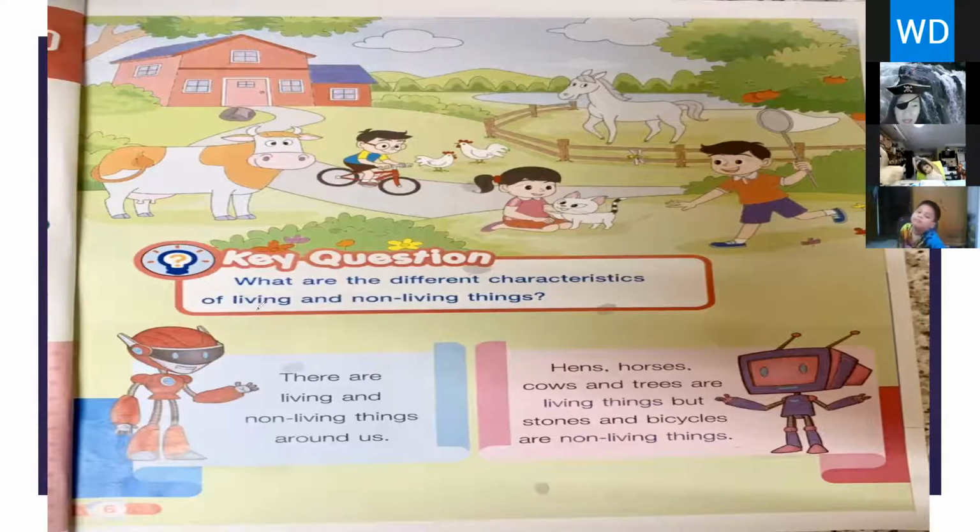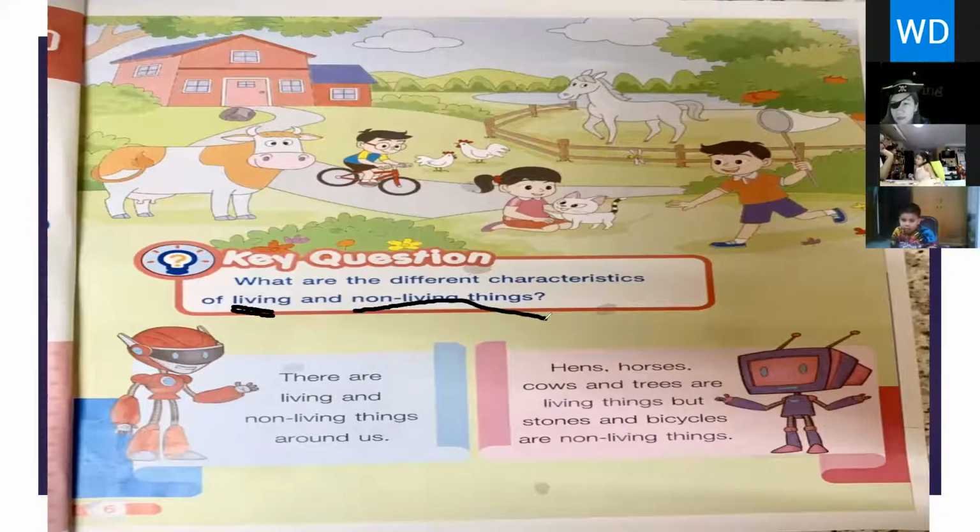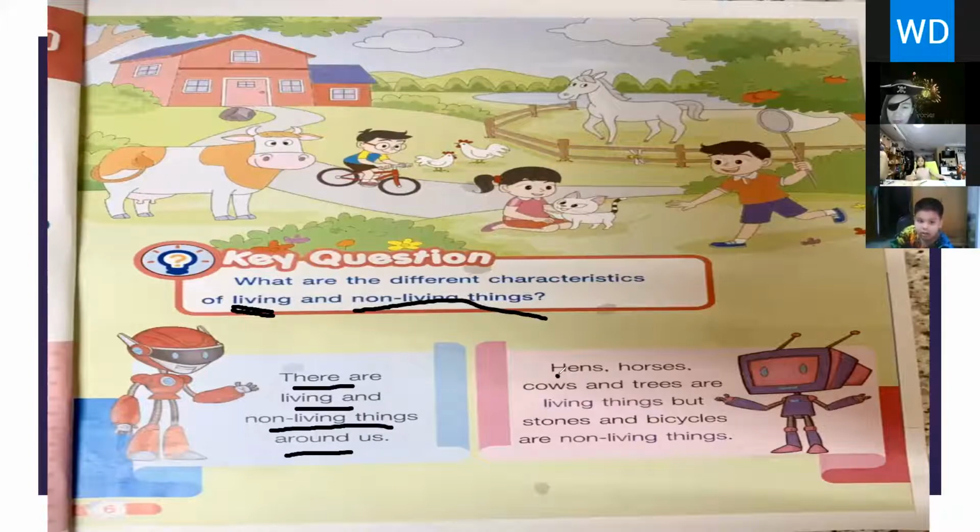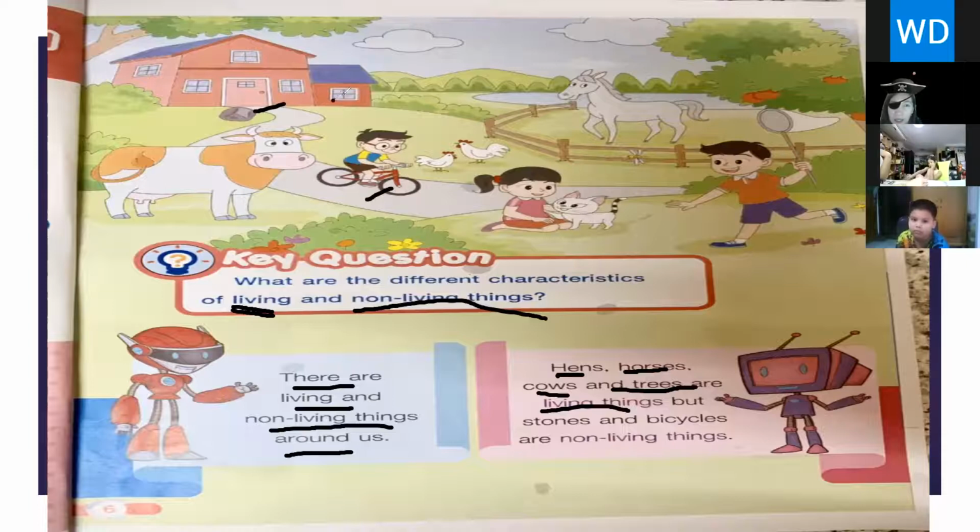Everybody read. Living. Living. Non-living things. Let's read this. There are living and non-living things around us. Okay, for example, here are the hen, horses, cows, and trees. They are living things. But stone, bicycle, and house are non-living things.